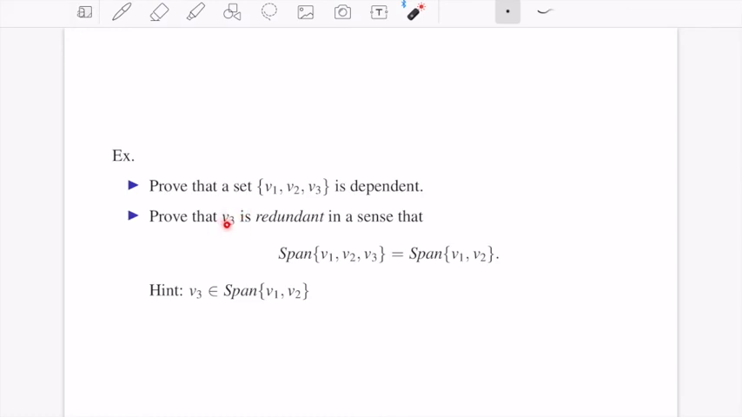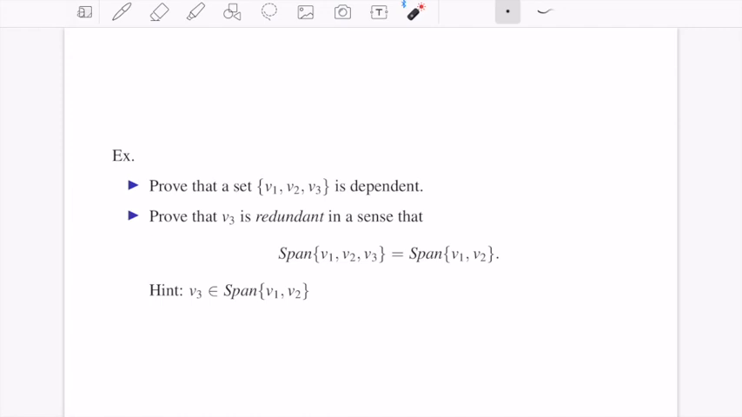Now, V3 is redundant means here: span of V1, V2, V3 equals span of V1, V2. What does it mean? It means Spider-Man using combination of first two skills can reach anywhere he can reach by using combination of three skills. So the third vector is not really useful in this sense.